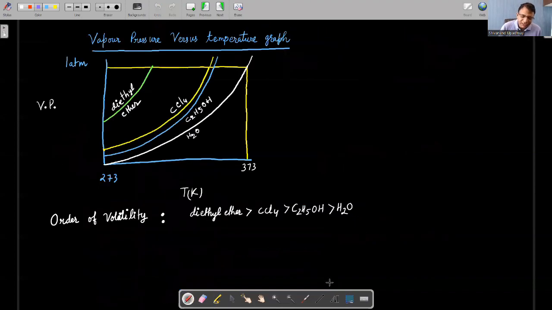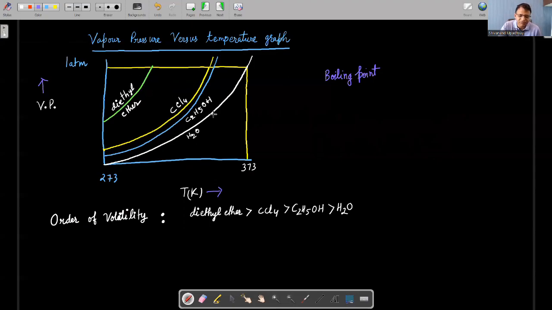Same way, in your NCERT they have given some graph and they are discussing boiling temperature. We know what boiling point is. Boiling point is the temperature at which the vapor pressure of a liquid is equal to atmospheric pressure. So a graph is given between vapor pressure of the liquid and temperature, and this graph is given for 4 chemical species: water, ethanol, carbon tetrachloride and diethyl ether.